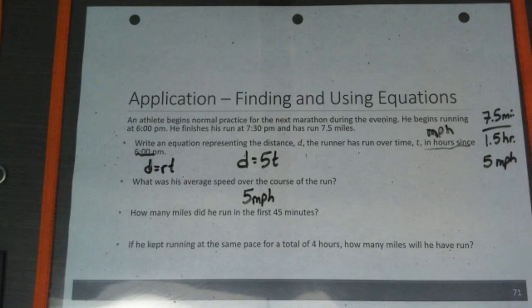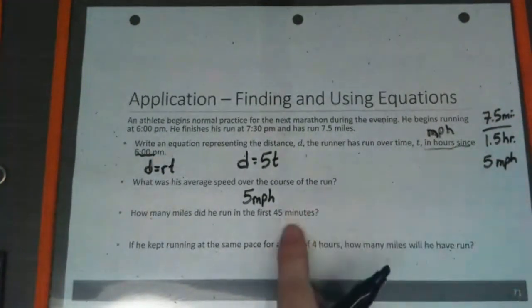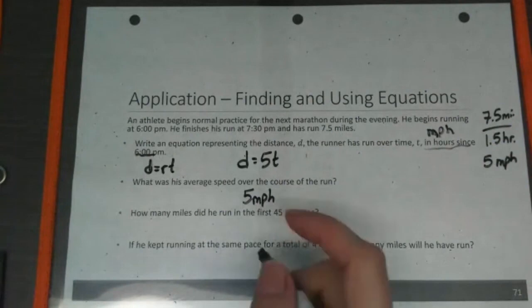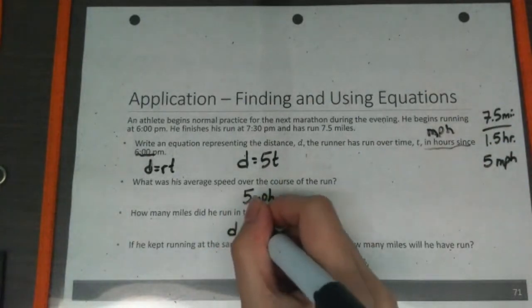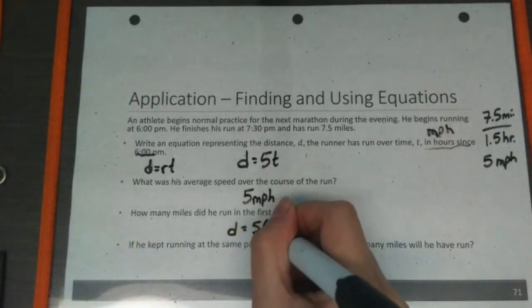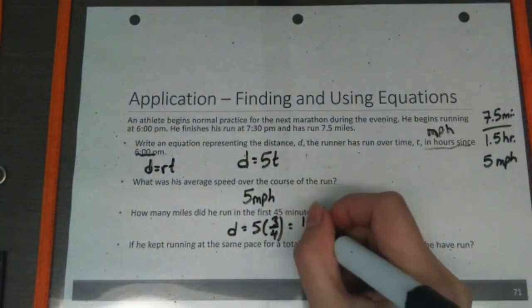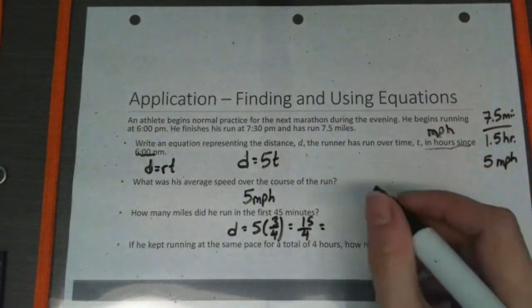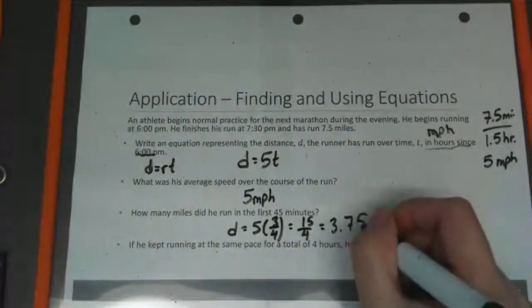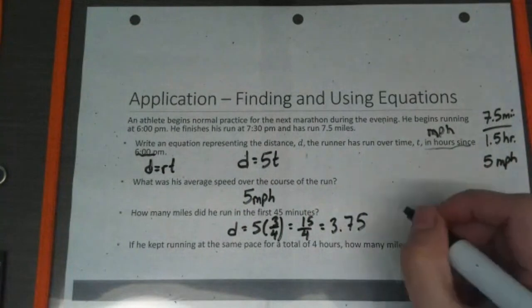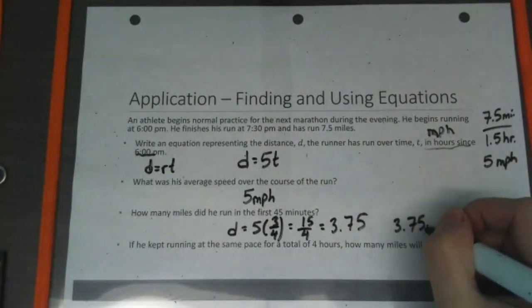How many miles did he run in the first 45 minutes? It is so tempting to try to plug in 45 for t here, but we have to keep in mind that t is representing time in hours. 45 minutes is 3/4 of an hour. So we need to plug in 3/4 for t. So our distance is equal to 5 times 3/4, which is 15/4, which if we do the division is 3.75. So how many miles did he run in the first 45 minutes? 3.75 miles.